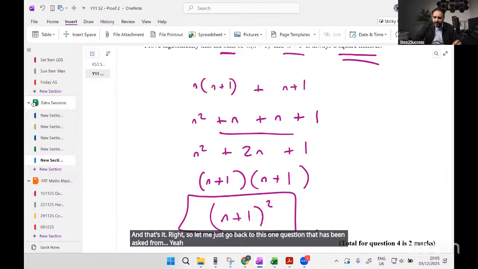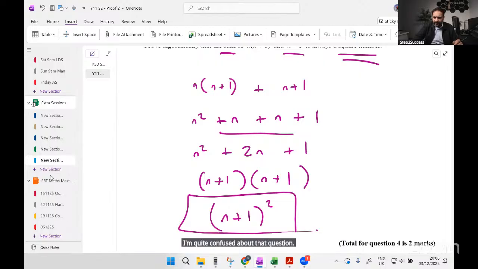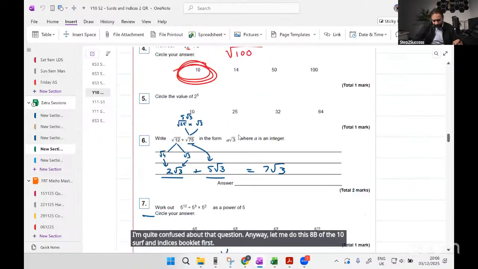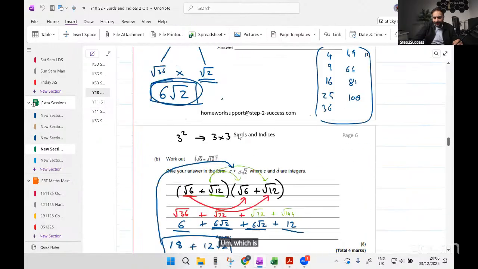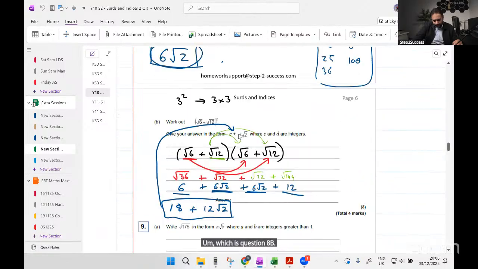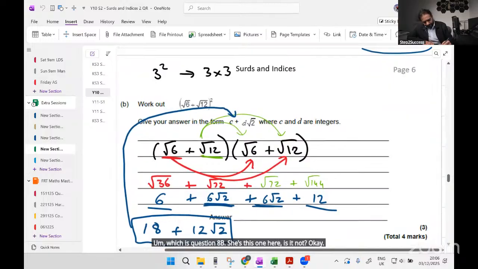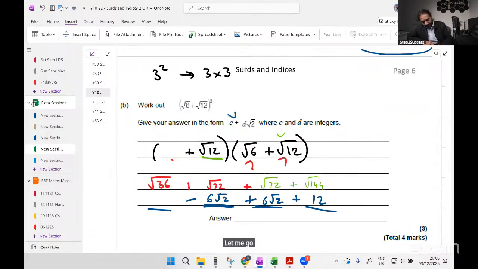Right. So let me just go back to this one question that has been asked, question 3, proof year 10. That doesn't quite make sense. Do you mean expanding? I'm quite confused about that question. Anyway, let me do 8B of the year 10 surds and indices booklet first, which is question 8B, which is this one here, is it not? Okay. Let me go through the whole thing.